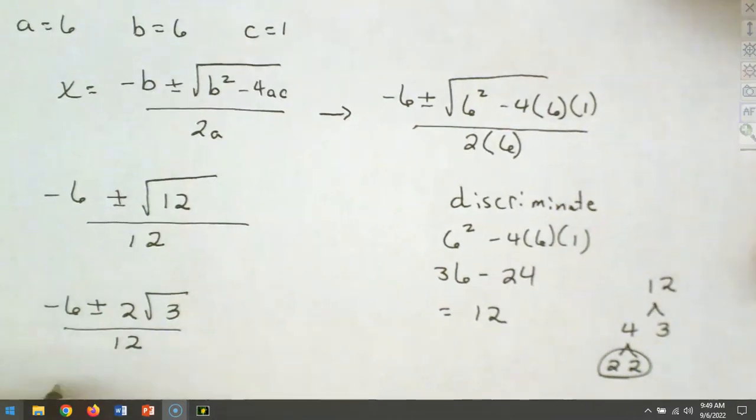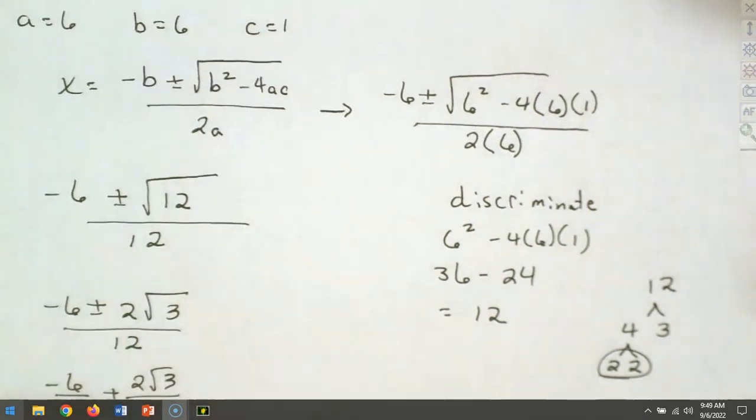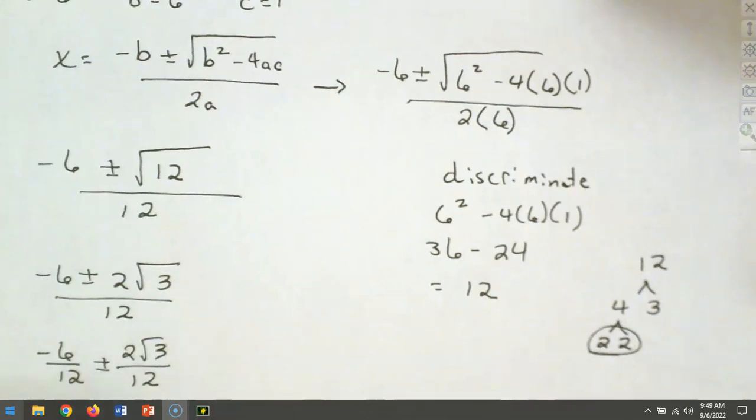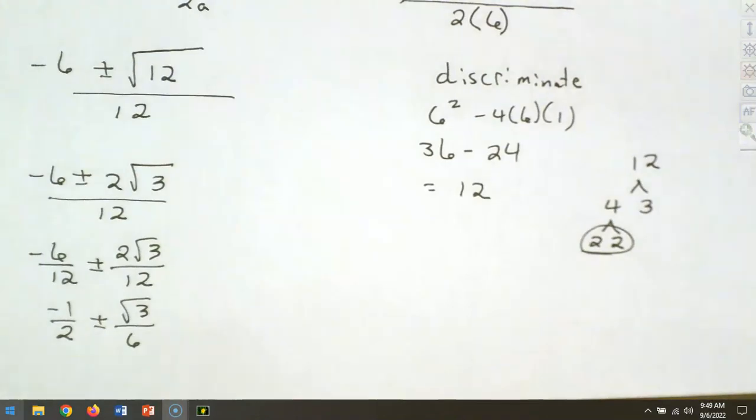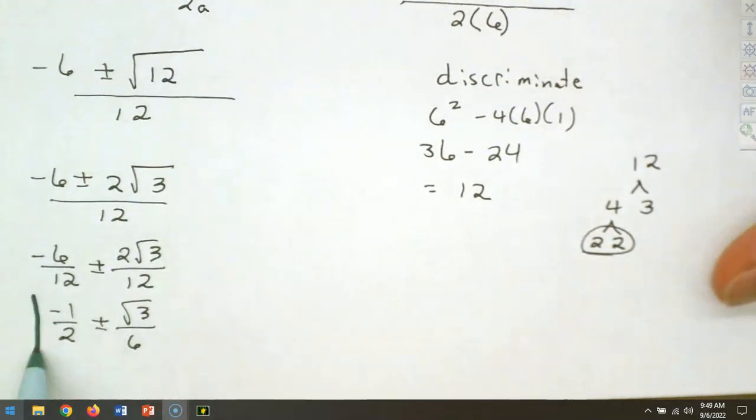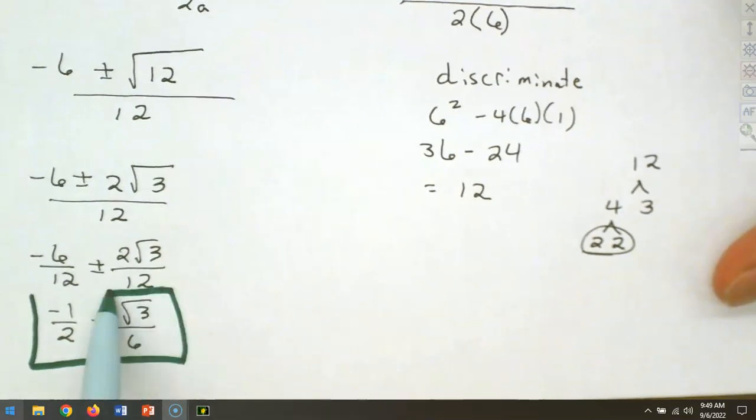So when we split this up, we have minus 6 over 12, right? Plus or minus 2 square root of 3 over 12. Negative 6 over 12, that's negative 1/2. Plus or minus, 2's can cancel, square root of 3 over 6. That's still not one of our answers. It is a correct answer, though. This is a correct answer. It's just not the answer that they have.